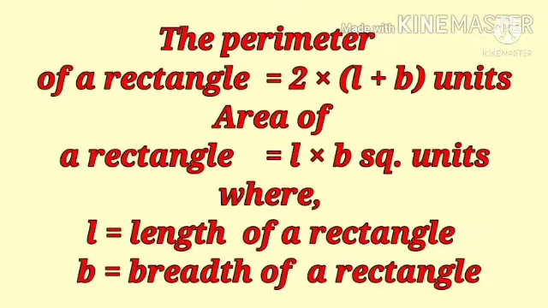The perimeter of a rectangle is equal to 2 into (L plus B) units. Area of a rectangle is equal to L into B square units, where L is the length of a rectangle and B is the breadth of a rectangle.